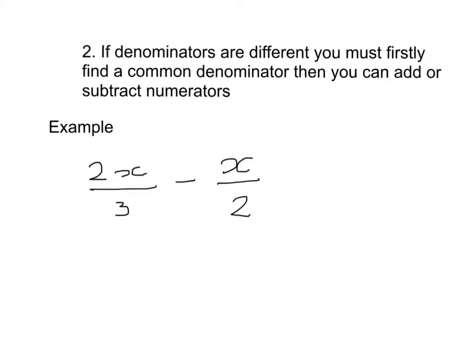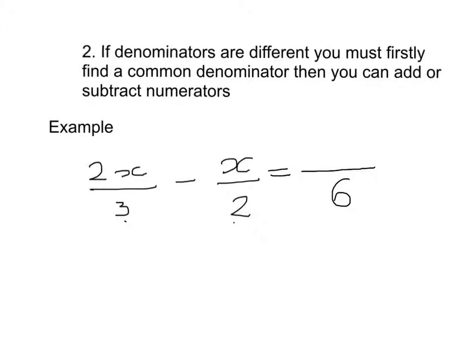Alright, having a look at the second slide, here the denominators are not the same. So if you remember back to year 7, we have to find a common denominator. The easiest way of doing this is to multiply 3 times 2. So the 3 and the 2, if we multiply those, we get 6. So that's my common denominator. Now, this is the hard part, so pay close attention so that you can get it on the first go.